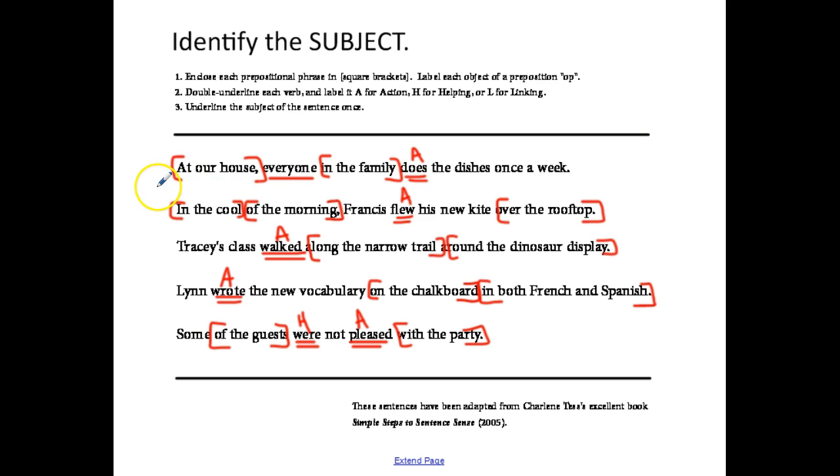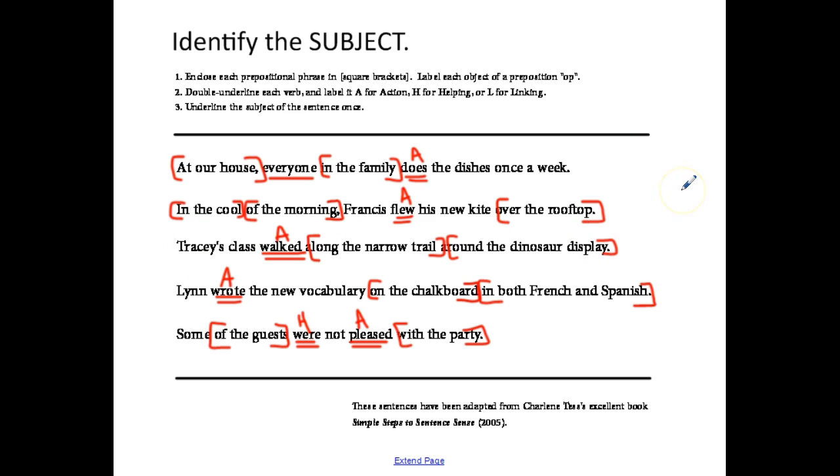Now it's important at this point to point out that you're never going to find a subject or a main verb inside of a prepositional phrase. That's why we bracket them off first. We bracket them off first to get them out of the way. And then you look for your subjects and your verbs outside the prepositional phrase. So let's do that same thing in the second one.